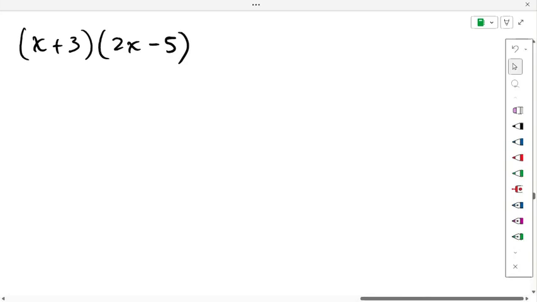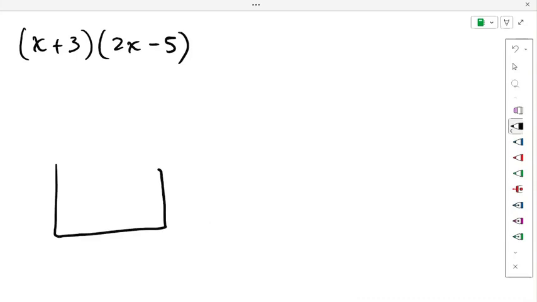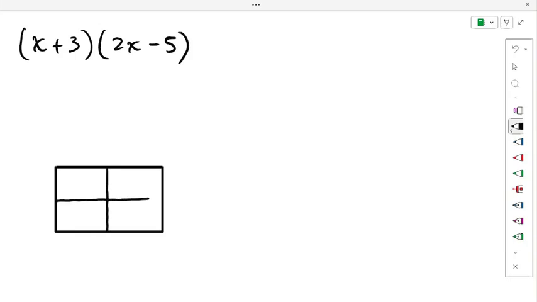So for example, I'm going to use a generic area model. It's going to be a 2 by 2 grid because I've got a binomial times a binomial. Along the side, I'm going to list x and then plus 3. And then across the top, I have the 2x and the minus 5. Again, to get the area of these little individual rectangles inside, we multiply, and then to combine them, we add.